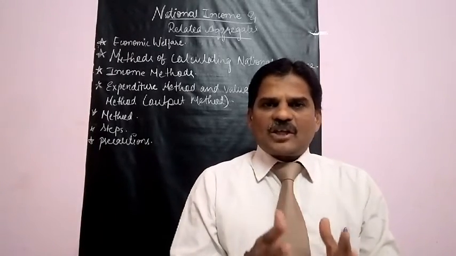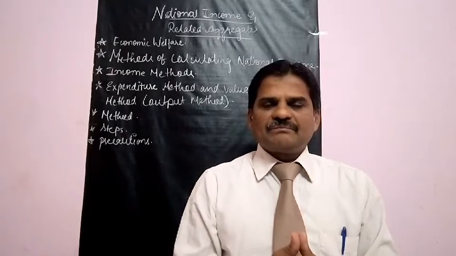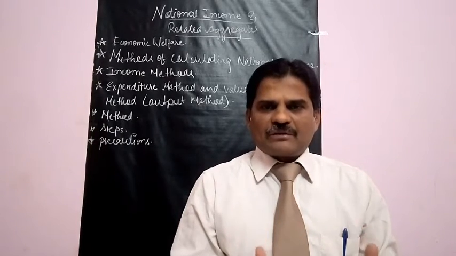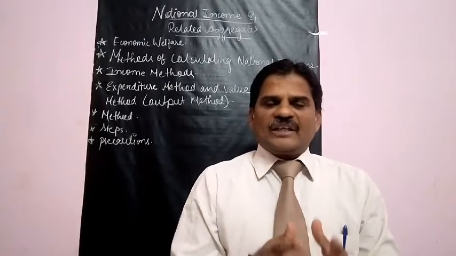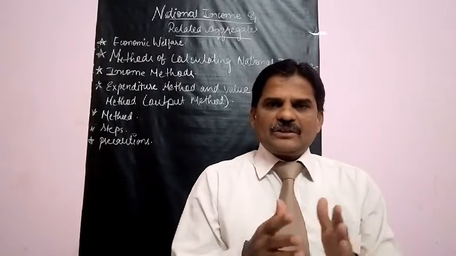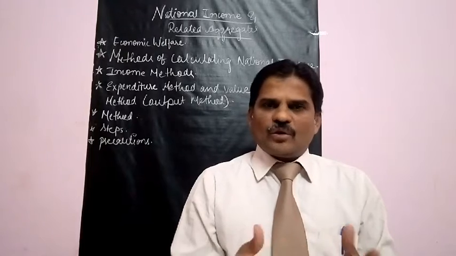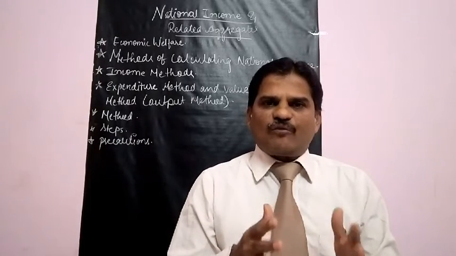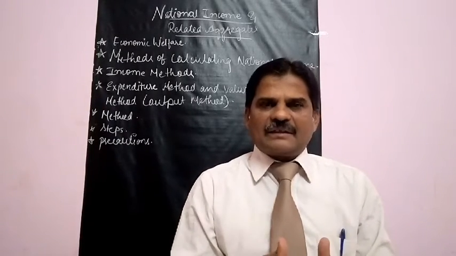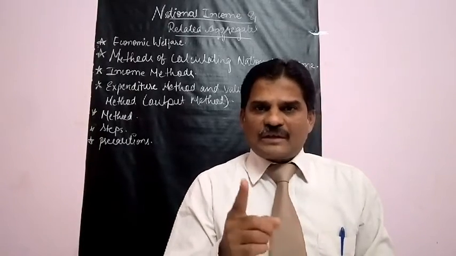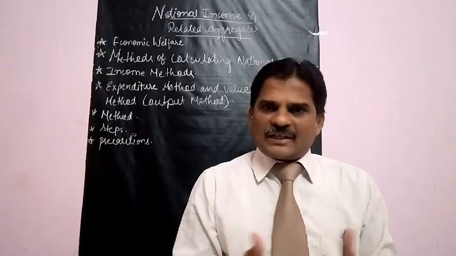The total income of the country during an accounting year, or the total incomes of all the people in a country in an accounting year, or the total value of all the final goods and services in the country is also called national income. Unpaid factor cost is also called national income. So these are the definitions of national income.